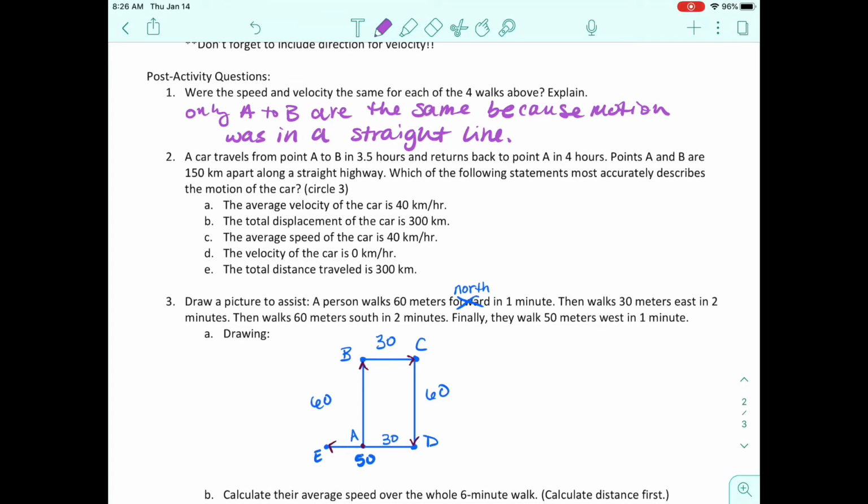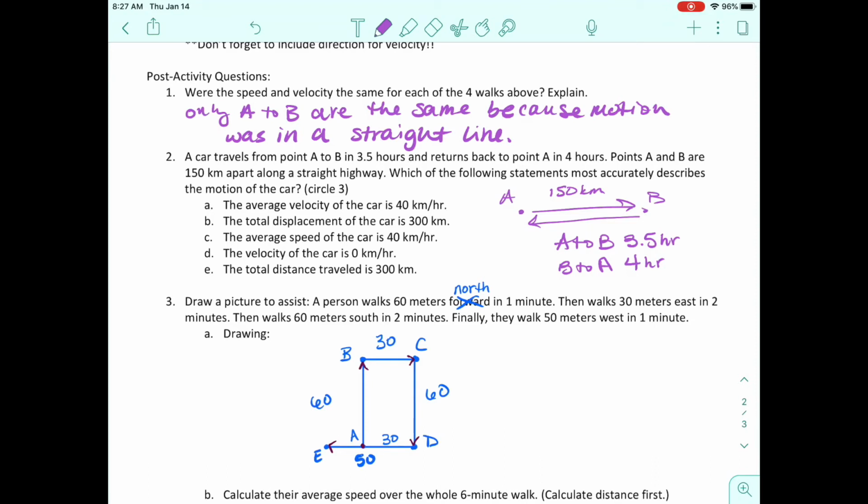Number 2, a car travels from point A to B in 3.5 hours and returns back to point A in 4 hours. Okay, so point A to point B. We go there and we go back. Point A and B are 150 kilometers apart along a straight highway. And A to B was 3.5 hours, and B to A was 4 hours. So that's something to keep in mind.